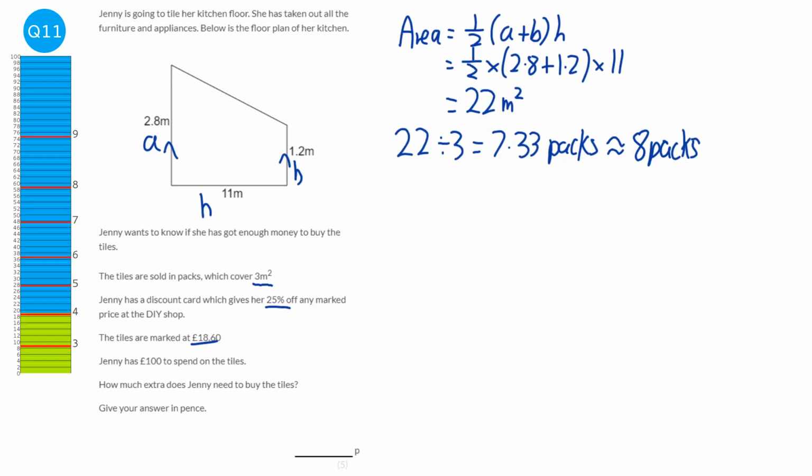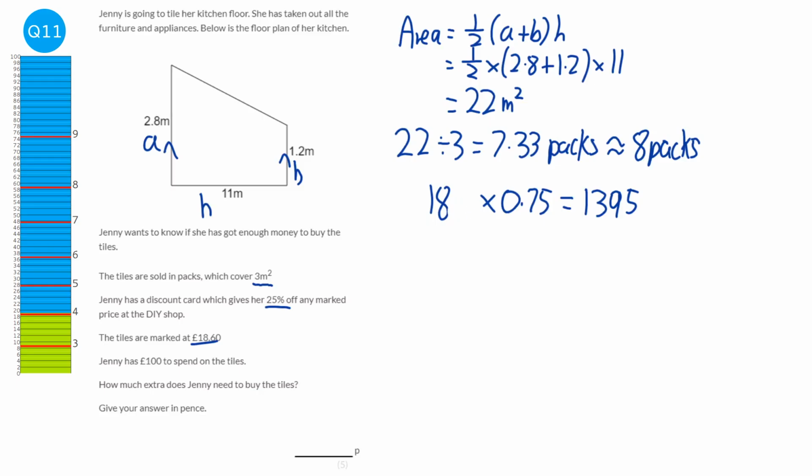And so what we're going to do is we're going to get the £18.60 and we're going to times it by 0.75. So we're just going to find 3/4 of it because she has a 25% discount. And that would be 1,395. So that's the tiles are going to cost £13.95. Now I've done this in pence and I've kind of muddled it together here, so really let's just go back because I've kind of done this in pence.